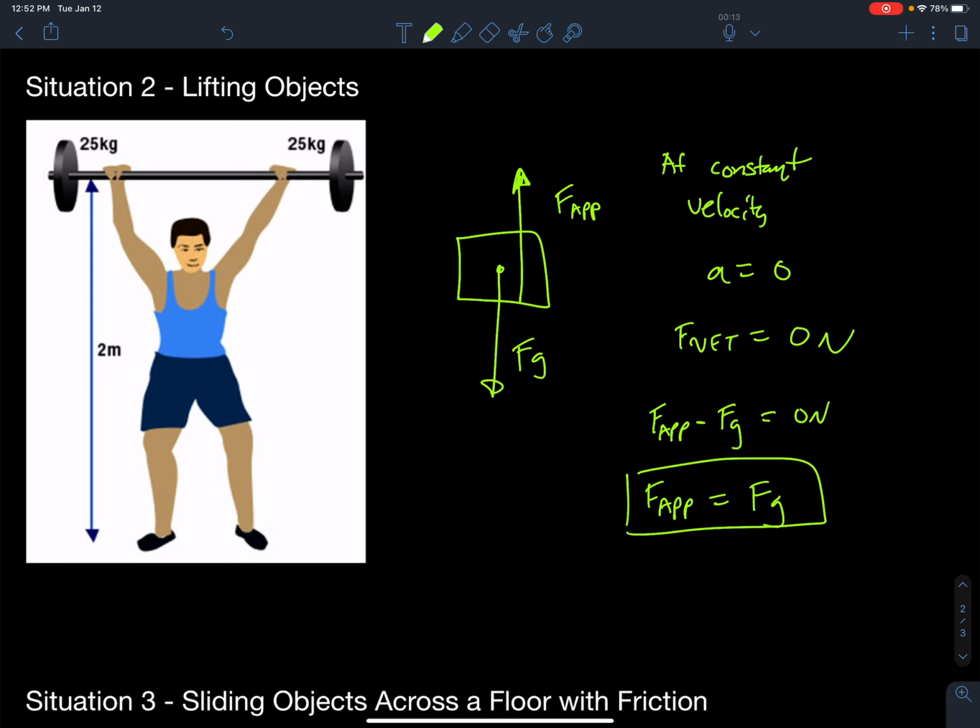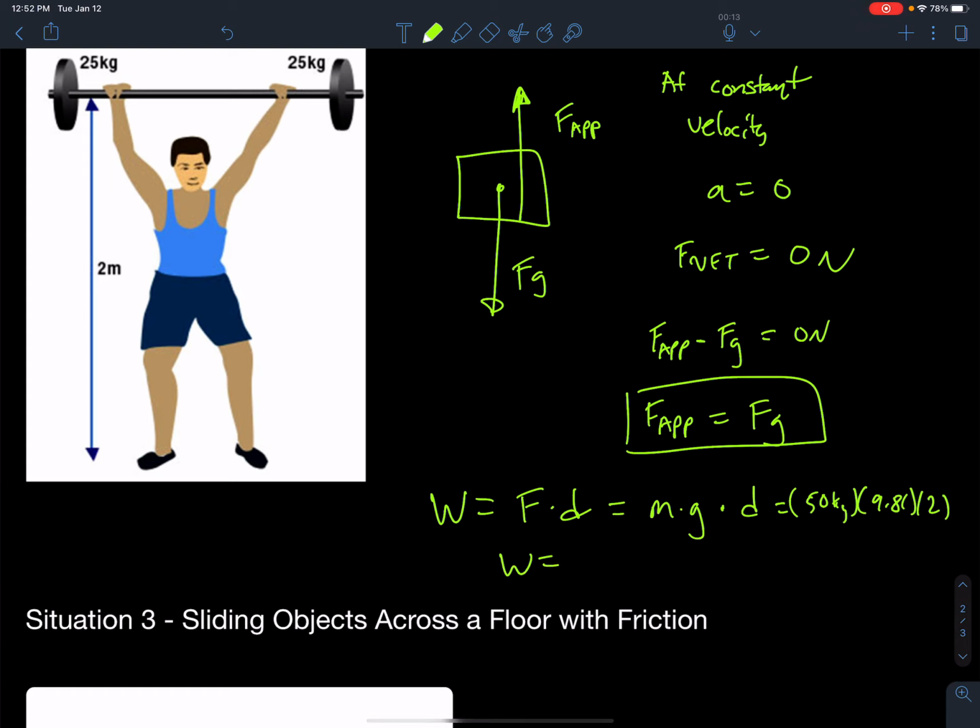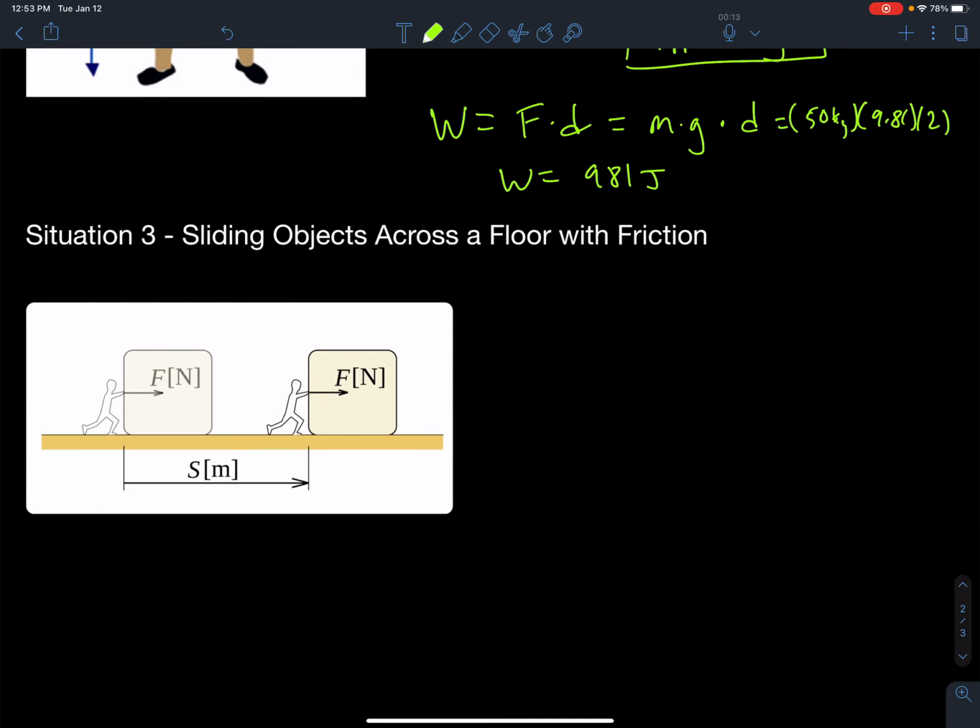So in this case, the work that he's going to apply is force times distance. I don't need cosine or anything because the force that he's going to be applying is in the same direction. So there's no cosine in that. The force he's applying is the force of gravity, so m times g times d. In this case, it's going to be 50 kilograms times 9.81 times 2 meters, and the work works out to 981 joules.